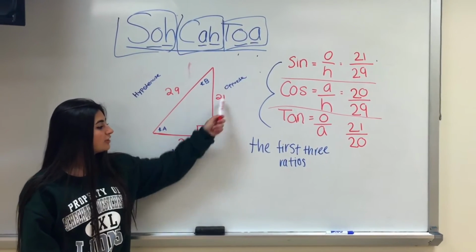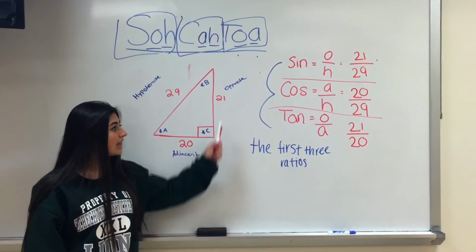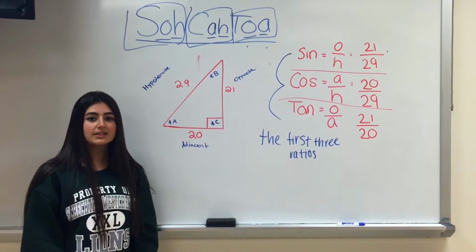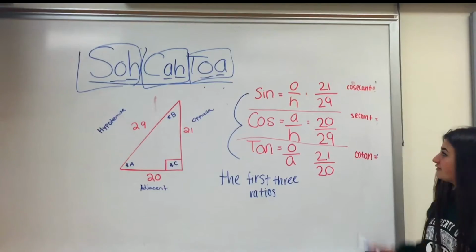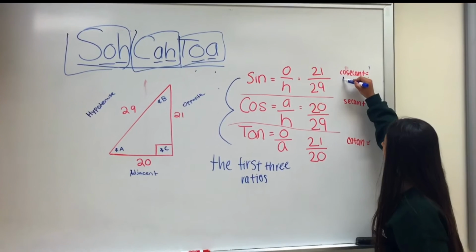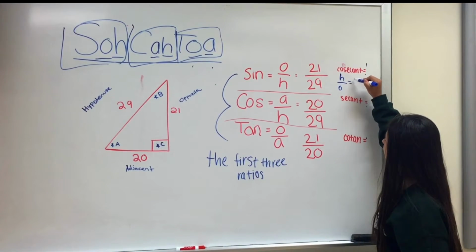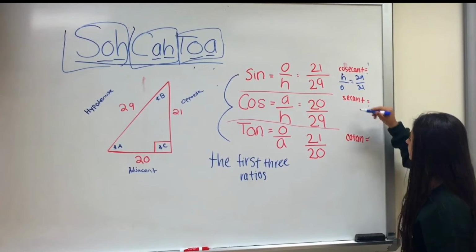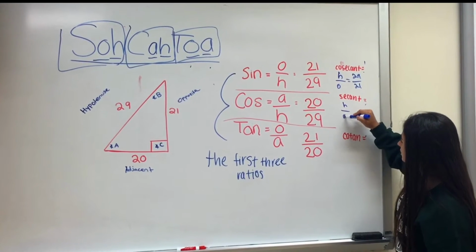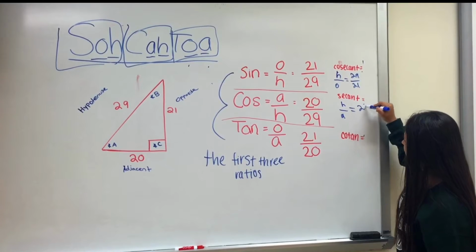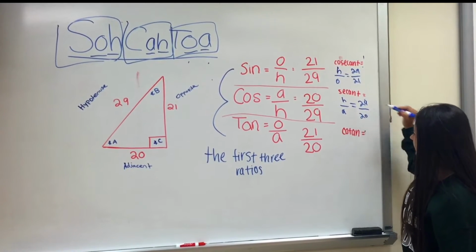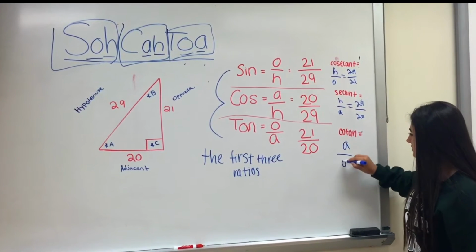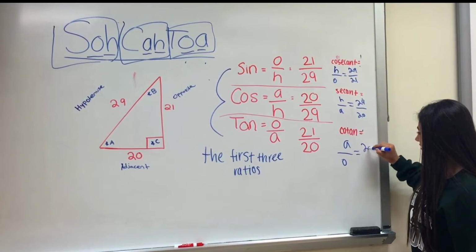We just learned the first 3 of 6 trig ratios: sine, cosine, and tangent. Now I'll be teaching you the other 3: cosecant, secant, and cotangent. To find the cosecant, you would do hypotenuse over opposite, which is equal to 29 over 21. To find secant, you would do hypotenuse over adjacent, equal to 29 over 20. And lastly, to find cotangent, you would do adjacent over opposite, which is equal to 20 over 21.